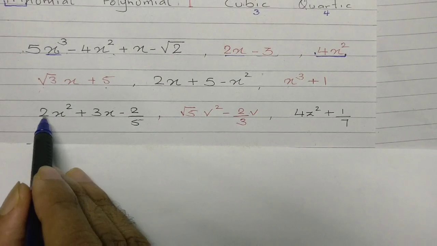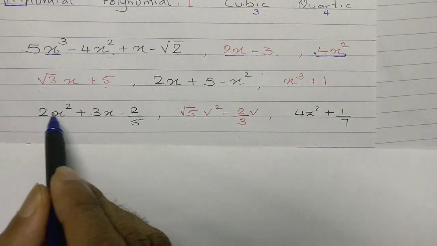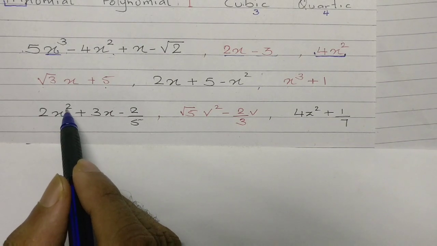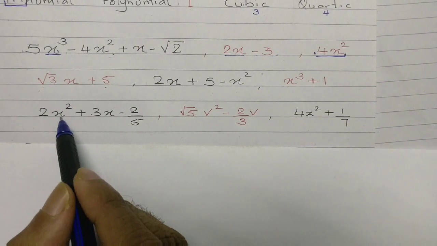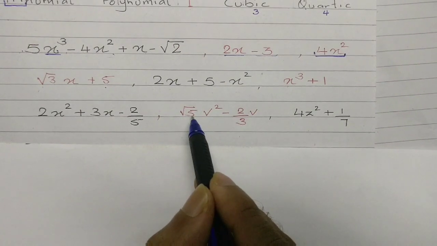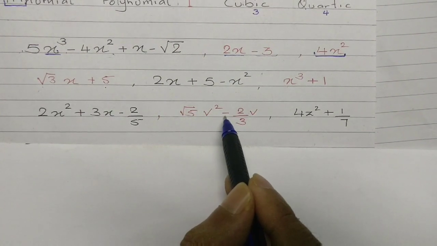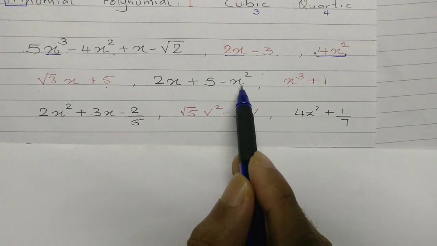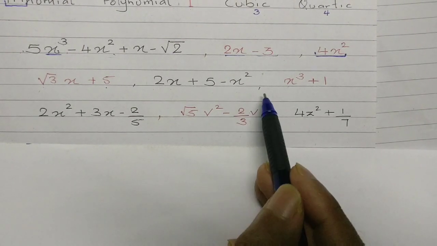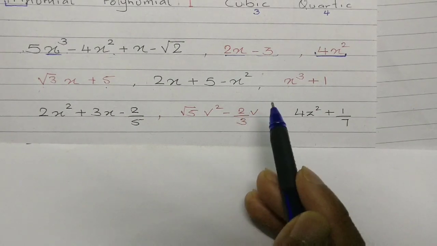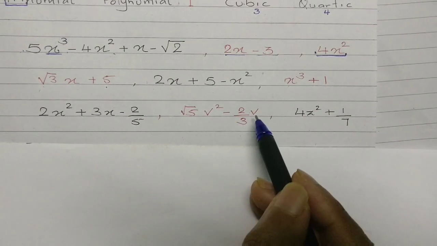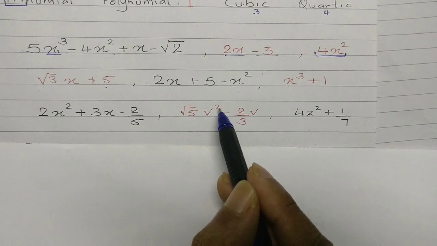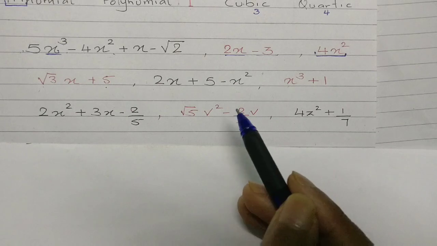Same way over here, 1, 2, 3 terms. This will be called a trinomial. Highest degree is 2, so it will be called a quadratic polynomial. Over here, root 5 v square minus 2 upon 3 v. You need not always see x as the variable. It can be any alphabet. So here the variable is v. It is a binomial. Highest degree is 2, so it will be called a quadratic polynomial.